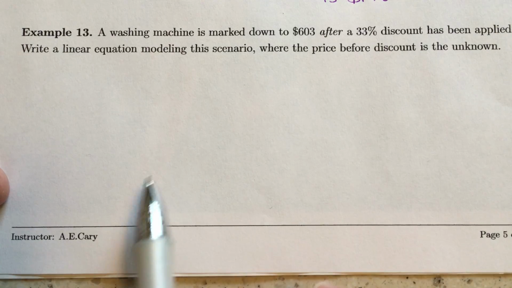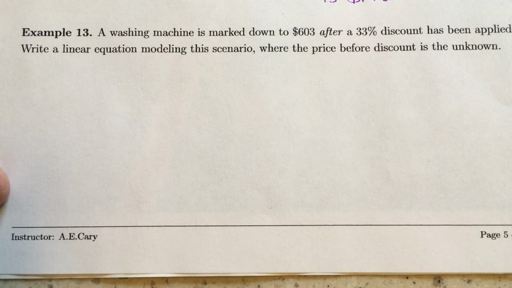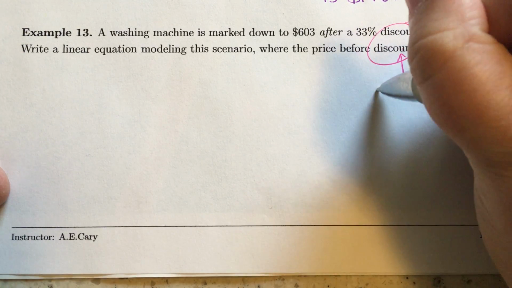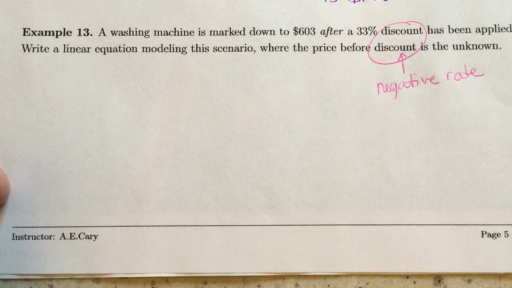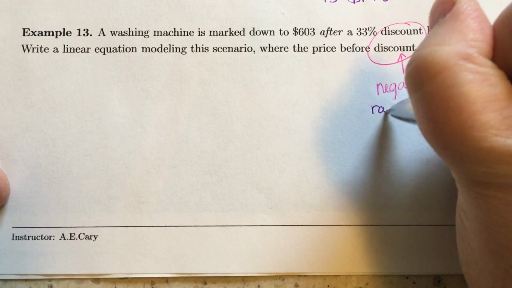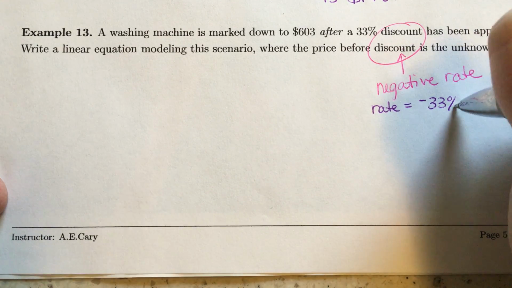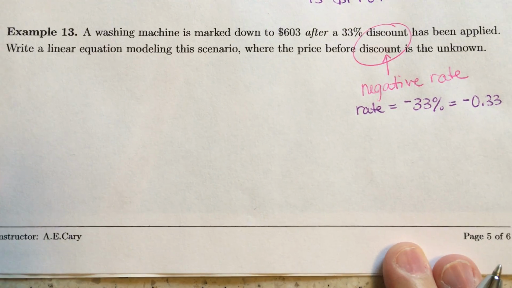Example 13 says a washing machine is marked down to $603 after a 33% discount. This problem is going to be a little different in that they're talking about discount. And what that does is it makes the rate negative. Much like an example we did a couple videos ago where someone was losing weight, that made the rate negative as well. So a discount does the same kind of thing. But it is still that the rate is the percentage. So, but let's write it as a negative. Maybe that'll help us remember to just put it over here too. So our rate is going to be negative 0.33.